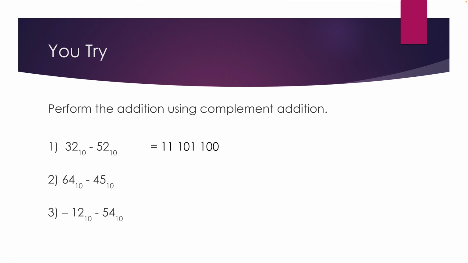So the first one, we're going to think of it as 32 plus a negative 52, and we get an answer of 11101100, which converts to negative 20 if we convert it back to a decimal. Number 2, we're going to think of this as 64 plus a negative 45, and we get 00010011, which is 19 as a decimal. And finally, we get negative 12 plus a negative 54, and we get 10111110, or negative 66 if we convert it back to a decimal.